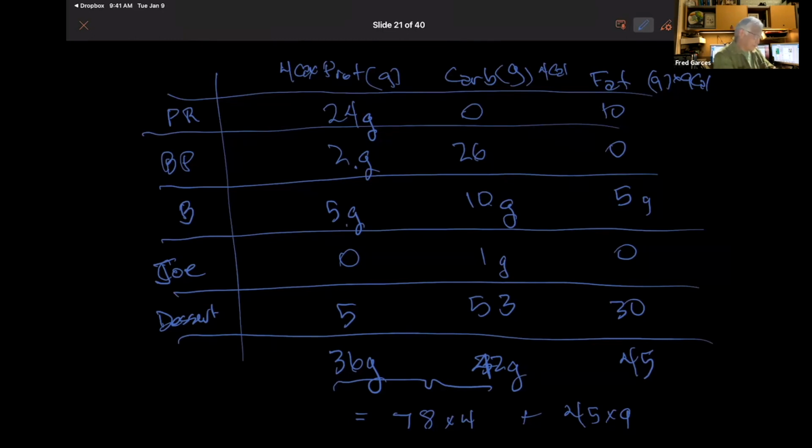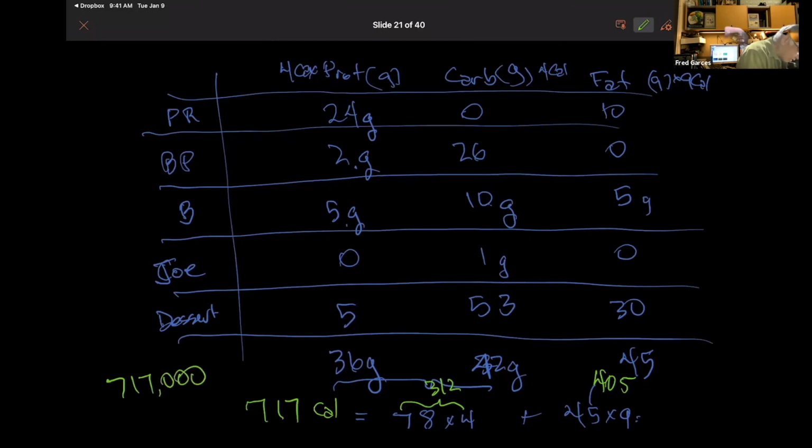And if you are, this, by the way, is 405. Okay, 45 times 9, 405. And this right here, 78 times 4 is 312. So when I add these two up, it's going to be 717 food calories, which is 717,000 small calories. Okay, it's a lot of calories.